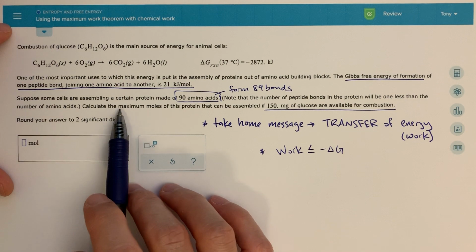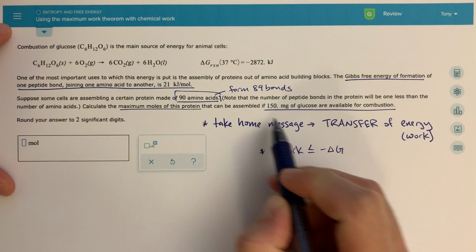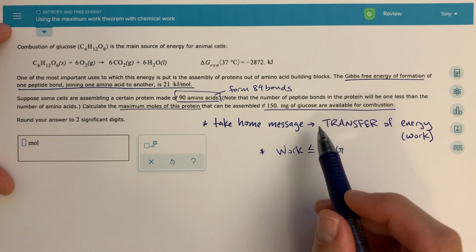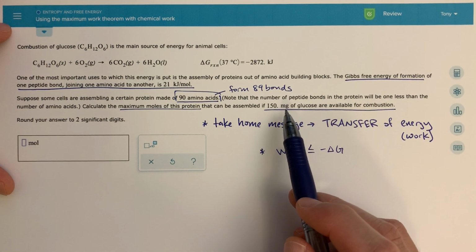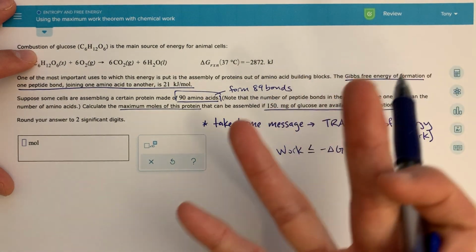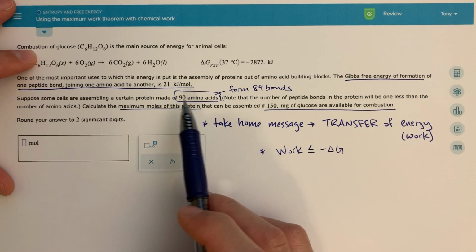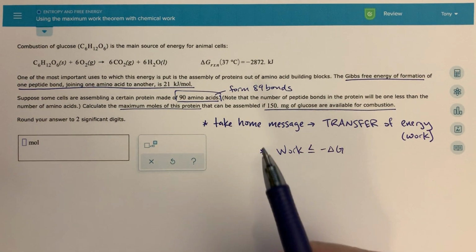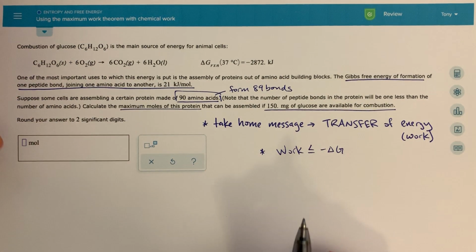So then it says, calculate the maximum moles of this protein. So that's what we're looking for, the maximum moles of this protein that can be assembled if 150 milligrams of glucose are available for combustion. So this is where that transfer of energy is going to come in. We're going to consume this 150 milligrams of glucose according to this chemical reaction up here, and that's going to give off some energy. Then we're going to use that energy and apply it to the formation of these peptide bonds in order to start building up this protein, and we're trying to figure out how much of that protein we can create with the amount of energy that's going to be released from this 150 milligrams of glucose. So hopefully that all makes sense.